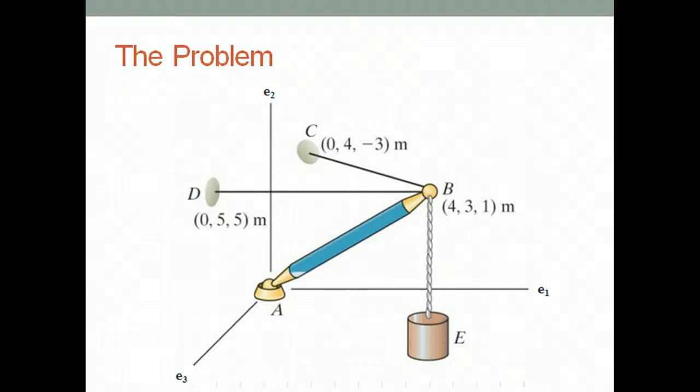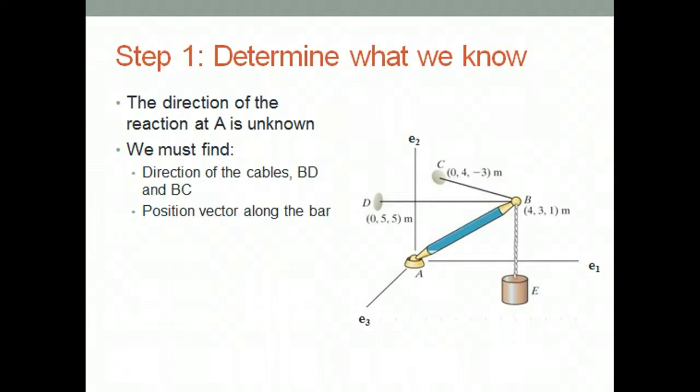Let's take a look at a problem. This is a bar supported by a ball and socket joint at A, and two cables, BD and BC, with a weight hanging on the end. The first step in creating the problem geometry is to determine what we know from the diagram. We know that a ball and socket joint creates a reaction force with an unknown direction at A. We will need to find the direction of the two cables, as well as create a position vector along the bar.